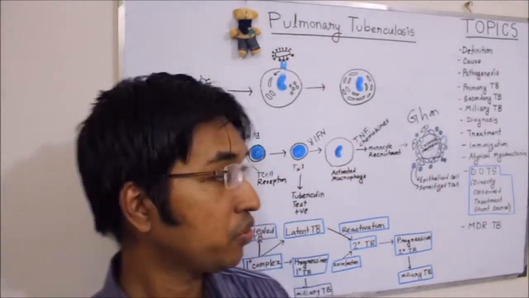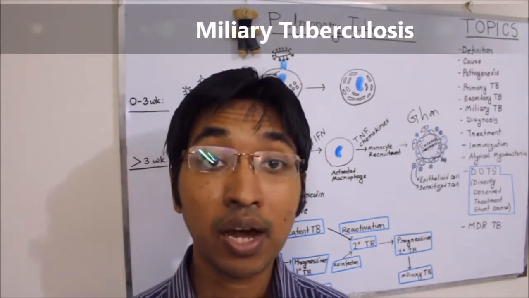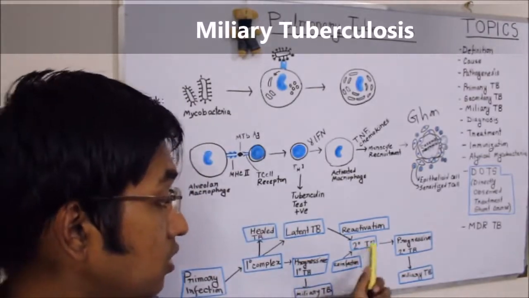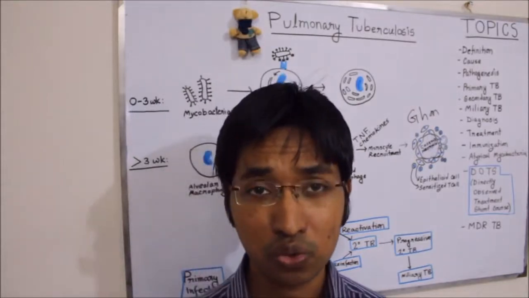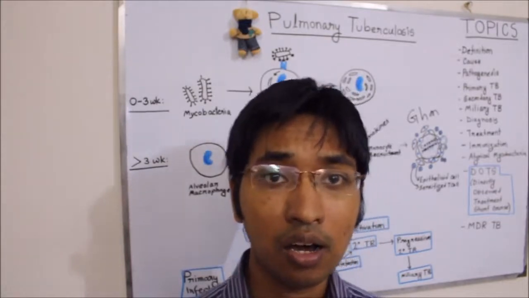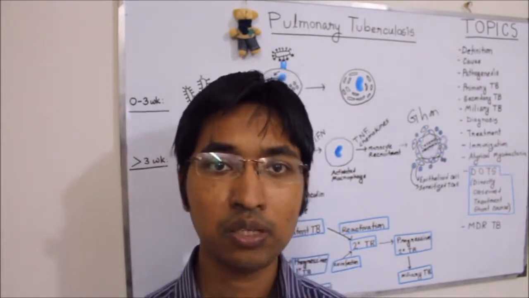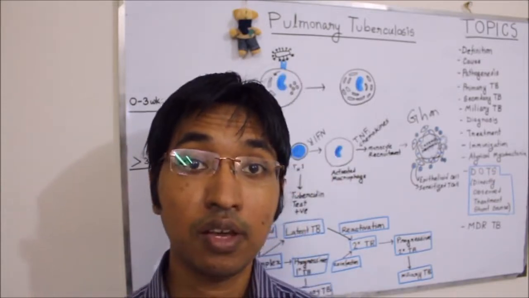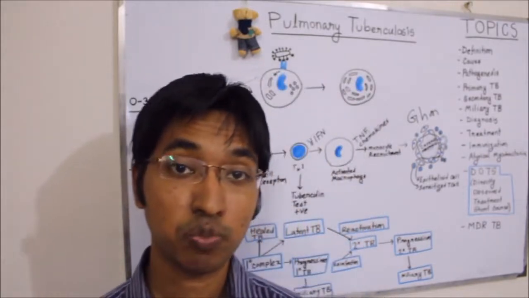Moving on to miliary tuberculosis. Miliary tuberculosis arises when there is blood-borne dissemination of TB. Both primary and secondary progressive tuberculosis can give rise to miliary tuberculosis. Now, the presentation can be acute, but in most cases, the usual presentation is 2 to 3 weeks of fever with anorexia, weight loss, dry cough, and sometimes there will be also headache and hepatosplenomegaly.